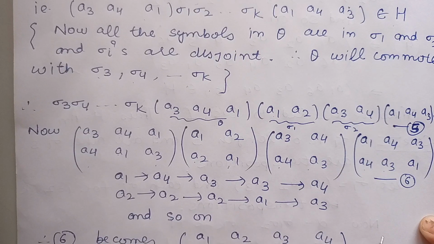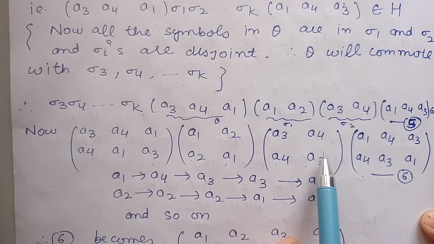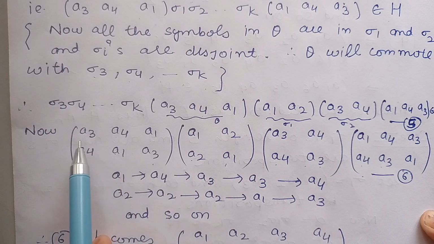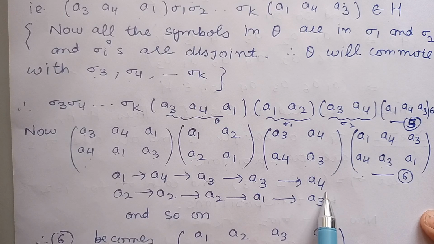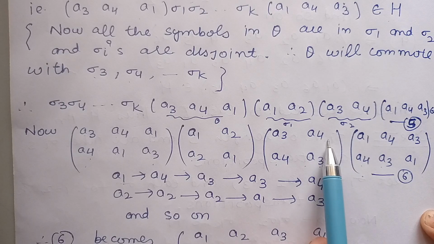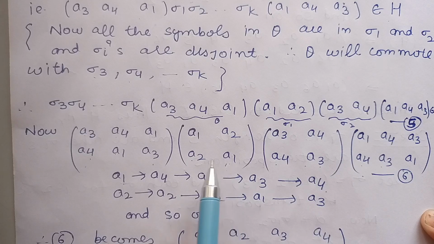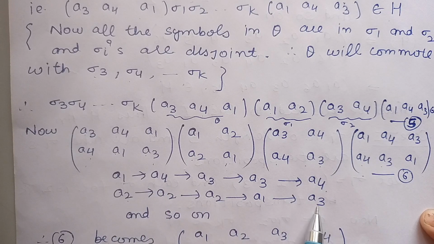If you find the product, you can see here a1 goes to a4, here a4 goes to a3, here a3 goes to a3, then here a3 goes to a4. So finally A1 goes to A4. A2, here A2 goes to A2, then here also A2 goes to A2, then here A2 goes to A1, and here A1 goes to A3. So finally we can say A2 goes to A3.